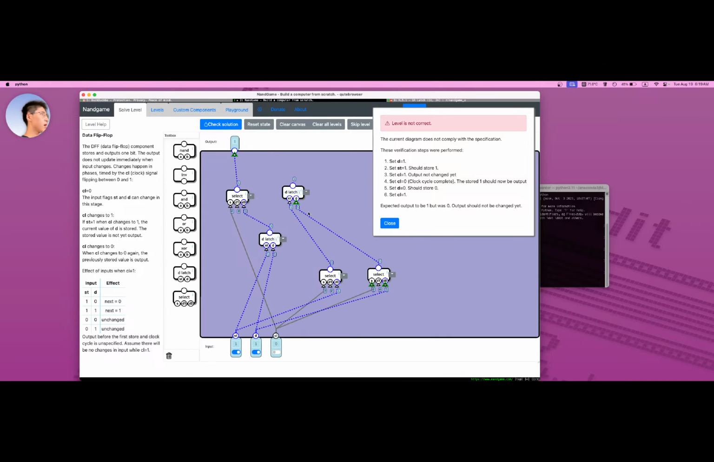So, set D to 1. Set ST to 1. Set clock to 1. Output is not changed; my output is still 1. Anyway, set clock to 0. The stored 1 should now be output. Yes, 1 is output.